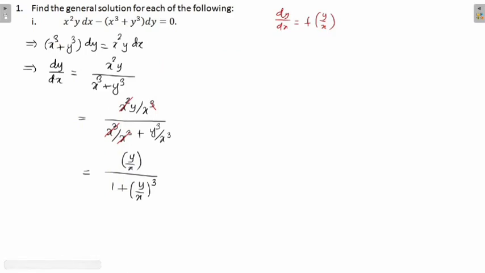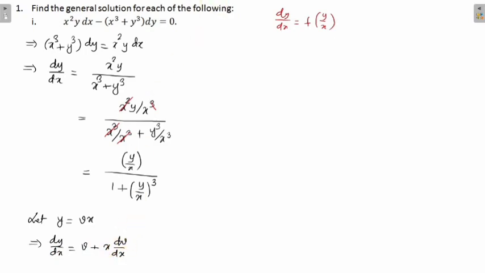Yes, so let me do the substitution. Let y equal vx. This is the substitution that you need to make. From here, you get dy by dx is v plus x dv by dx. So this is what you get.